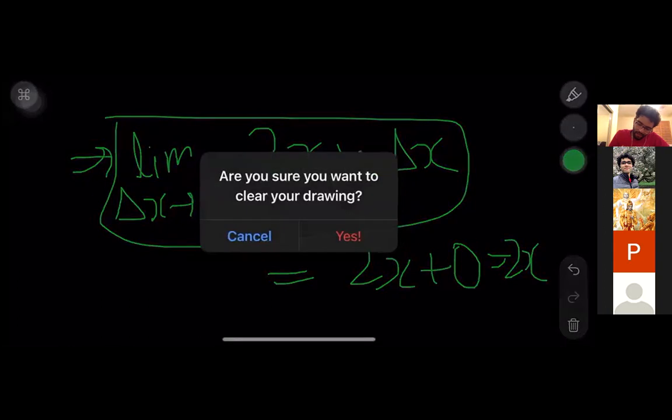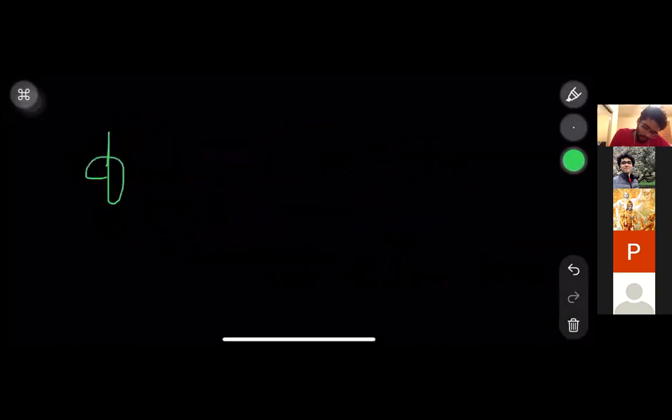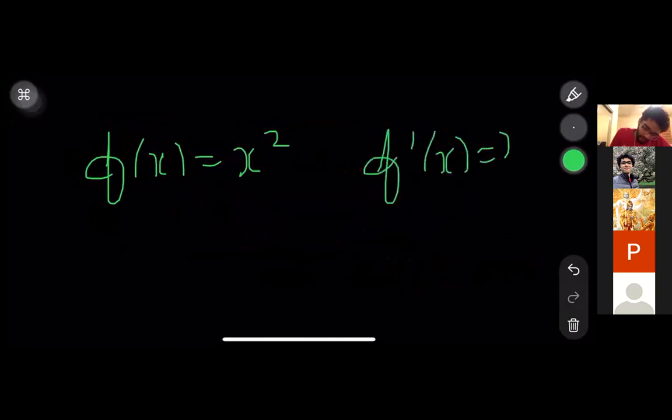So now we can ultimately say that if f of x equals x squared, then f prime of x equals 2x. So we are defining that f prime of x to be the derivative of the function. Okay, does that make sense?